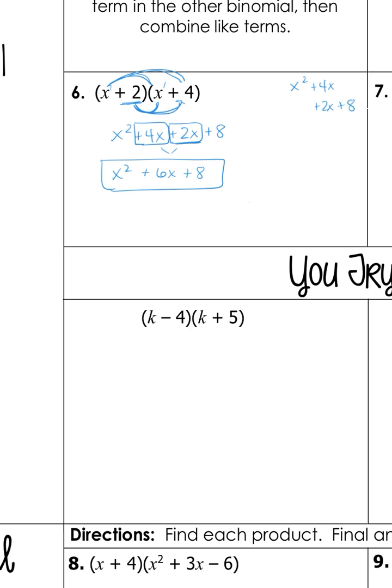And then I do plus 8. So then I have x squared plus 6x plus 8. It's the same thing, it's just we wrote it a little bit differently.